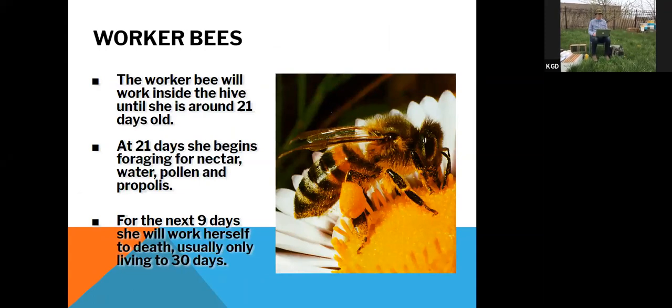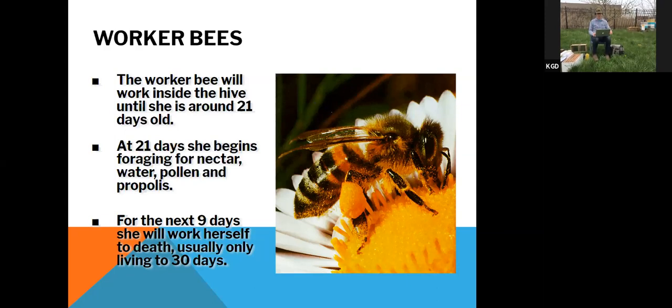So the workers, when they're hatched out, will start working inside of the hive, nursing other young bees, and serving as the security at the front of the hive. And then after 21 days, they'll begin foraging for nectar, water, pollen, and propolis.